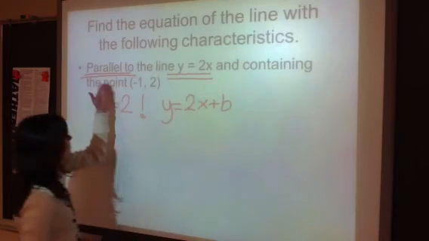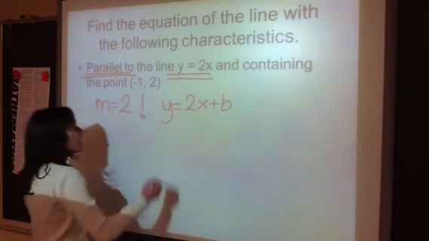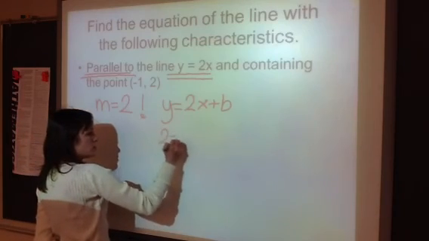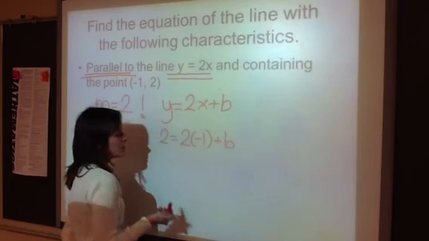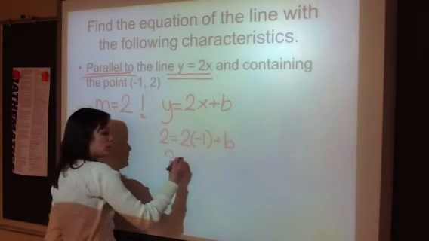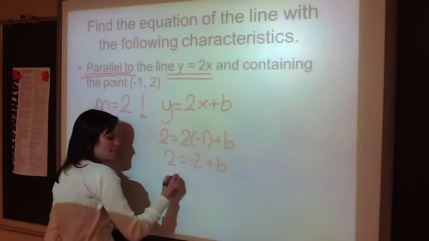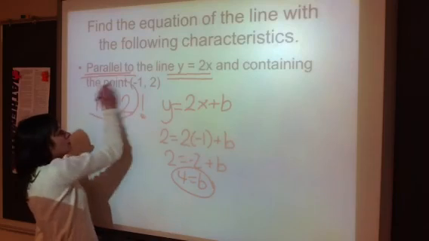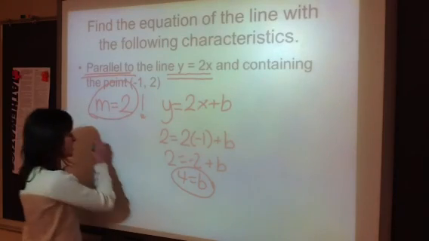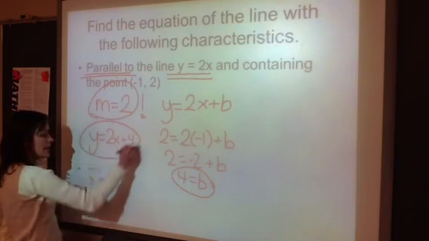It says it contains the point, negative 1, 2. Can I use that to find b? Oh yeah. So y is 2. X is negative 1. B, I don't know. Solve for it. So 2 equals negative 2 plus b. Add 2. B is 4. So we have our m. We have our b. Write your equation. Y equals 2x plus 4. Yay, go us.